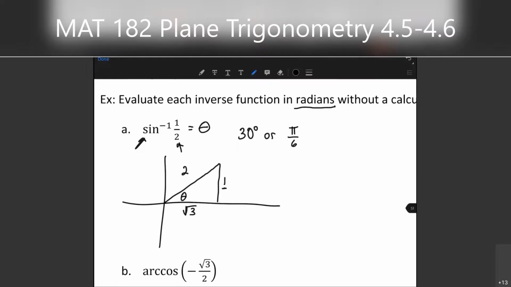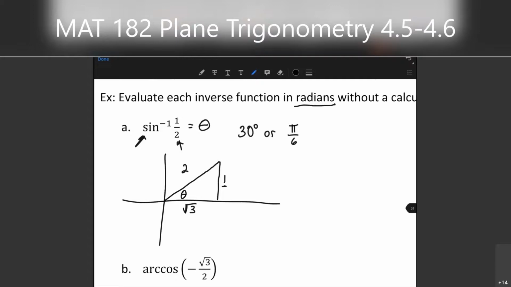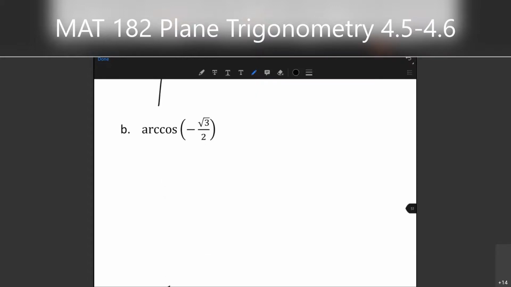All right. Any questions with that first example? Okay. I'm going to have you guys through the next one. We have an arc cosine of negative square root 3/2.